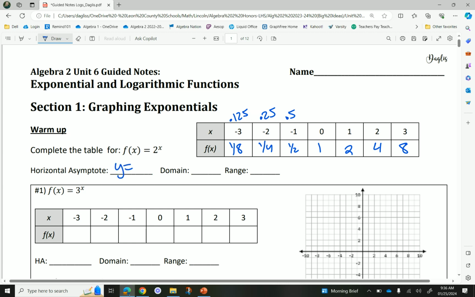Here it's y equals 0, our x-axis, so we write the equation of the line. Nothing stops it from going left and right, so your domain will always be all real numbers. Range is your y values. That's connected to your horizontal asymptote. So the y values will have to be above the horizontal asymptote, which was 0. Remember, it can't be equal to, it has to be greater than the asymptote because we cannot touch it. It's like one of those invisible electric fences. You can get close to it, but don't touch it and don't cross it.